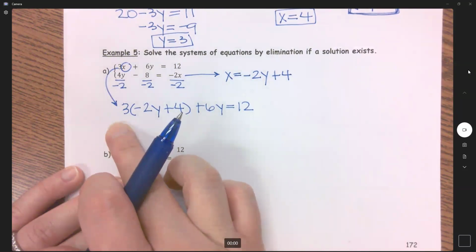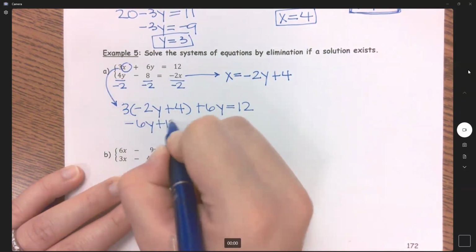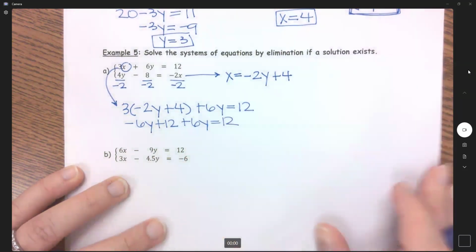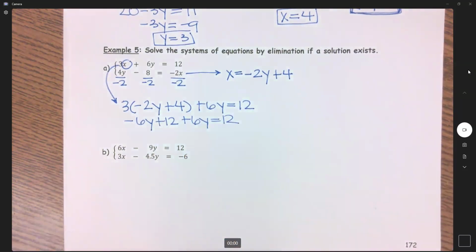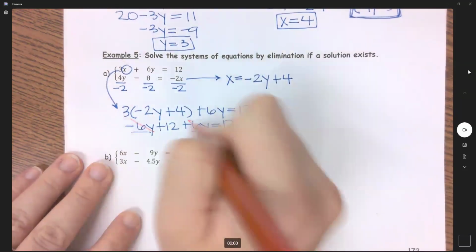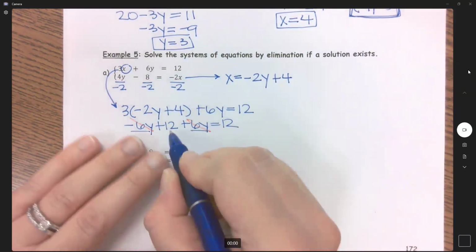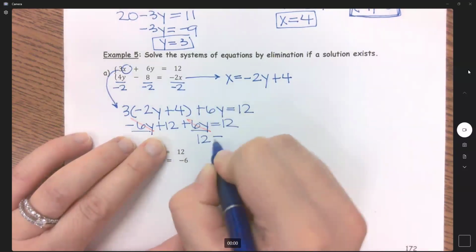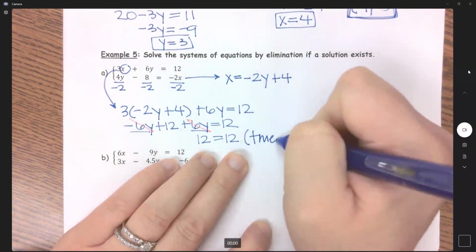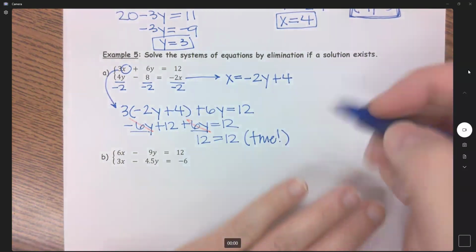So first, let's distribute this 3. So we get -6y plus 12. Write the rest of this, plus 6y equals 12. When I combine like terms, -6 plus 6 is 0. So I now cancel those out. I don't have any y's left. So what am I left with? On this side here, I'm just left with this 12. And then I have 12 over here.